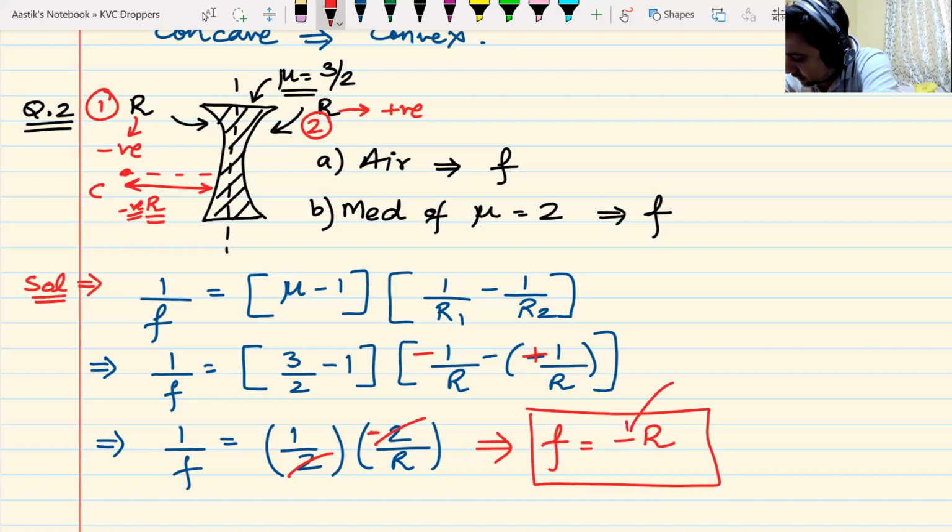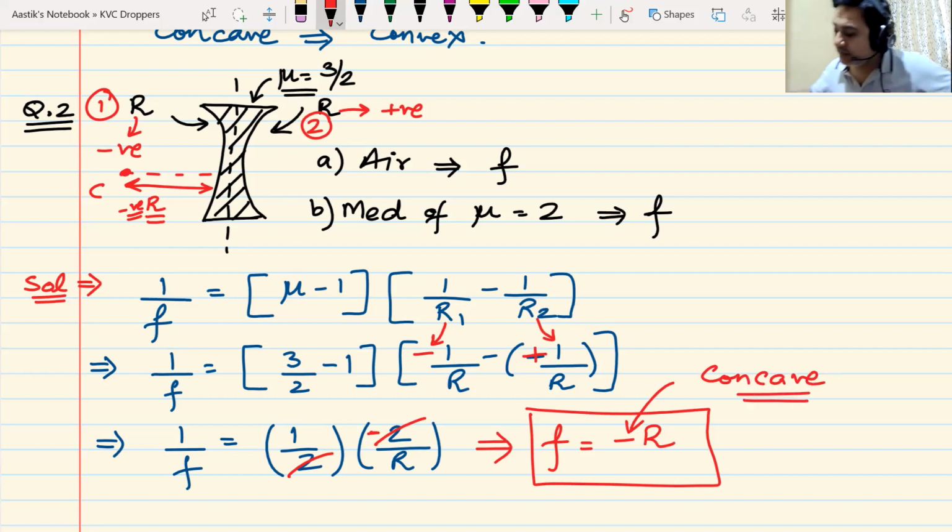Minus sign indicating that this is a concave lens. Do we understand this? I've made a mistake. R1 is minus R and R2 is plus R. I just used the values for a convex lens. That was the mistake on my part. So minus 1 by R, minus 1 by R becomes minus 2 by R. 2 and 2 get cancelled. Focal length comes as minus R. That means this is definitely a concave lens when it is placed in air.